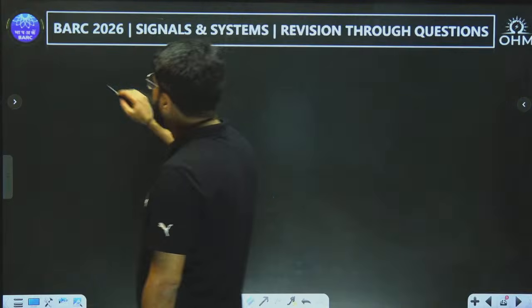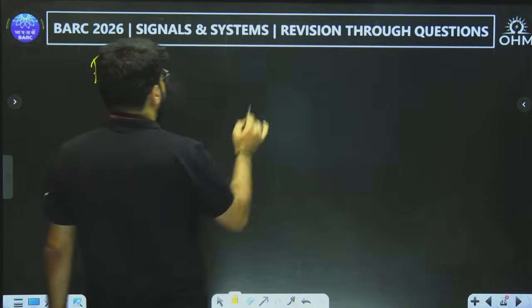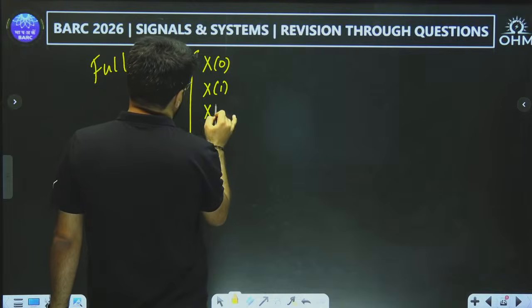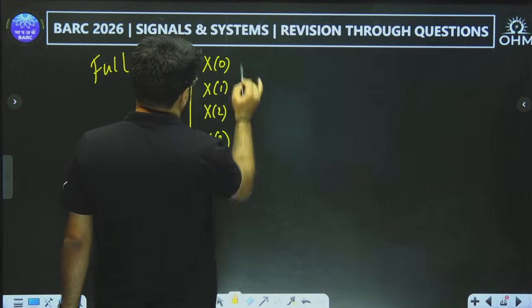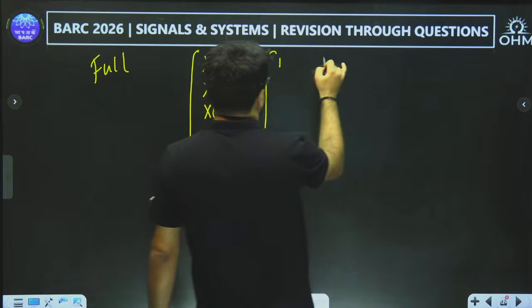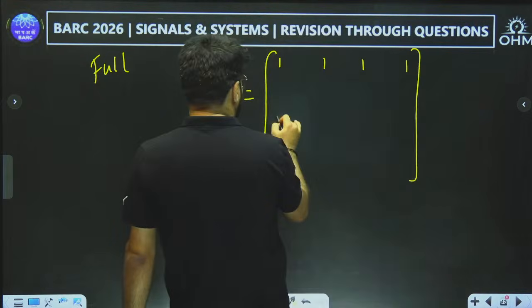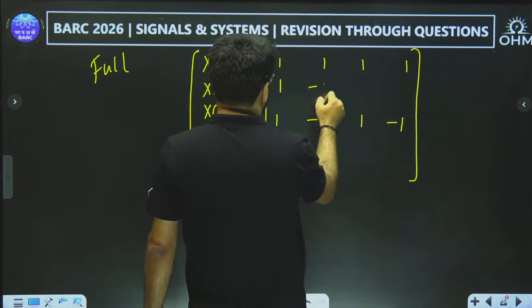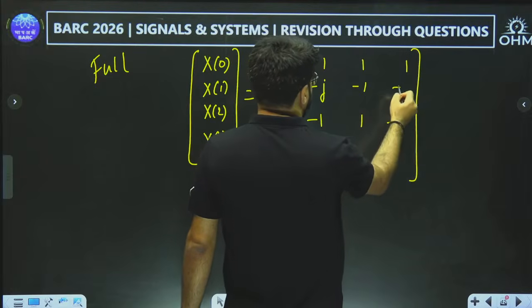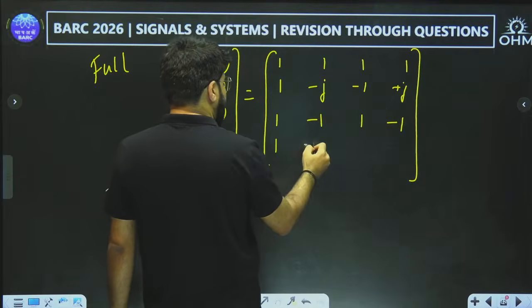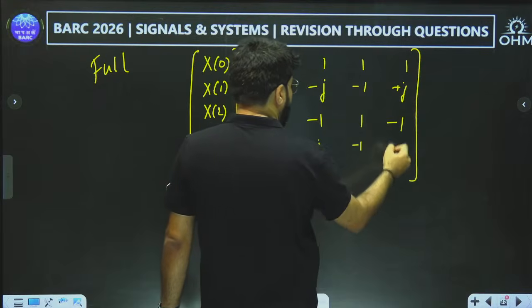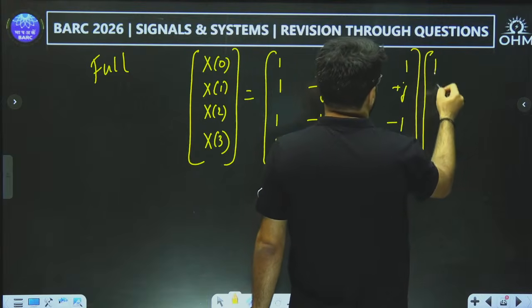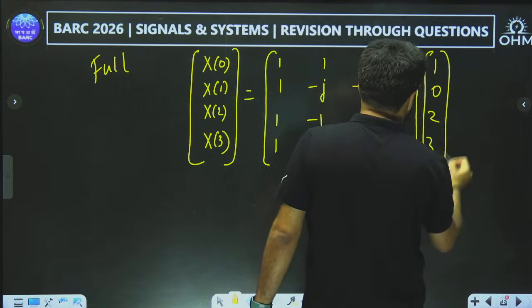Otherwise, if you want to solve it fully, how we normally do: the DFT X0, X1, X2, X3 equals the 4-point twiddle factor matrix times the signal. First row all ones, that is the summation. Third row is alternate plus minus. Second row is 1, minus j, then sign change, minus 1, plus j. Fourth row is always the conjugate of the second row, meaning minus j becomes plus j, plus j becomes minus j, multiplied by the given signal. What is that given signal? 1, 0, 2, 3.